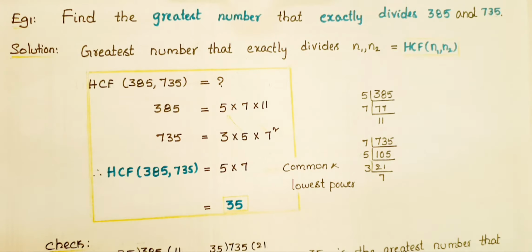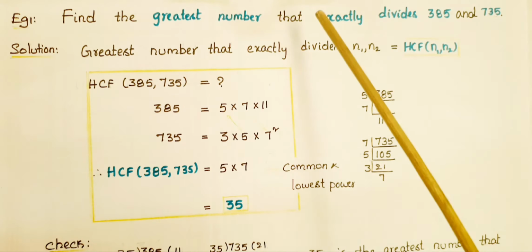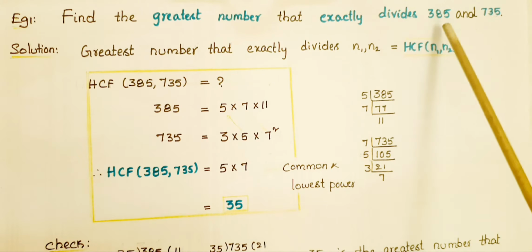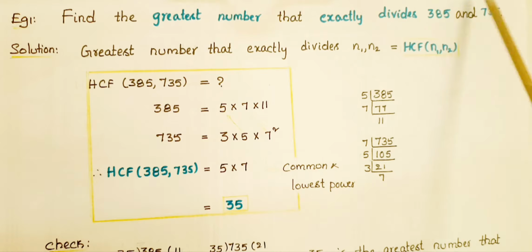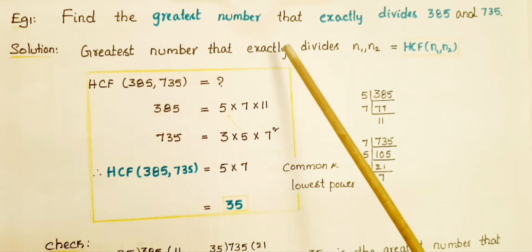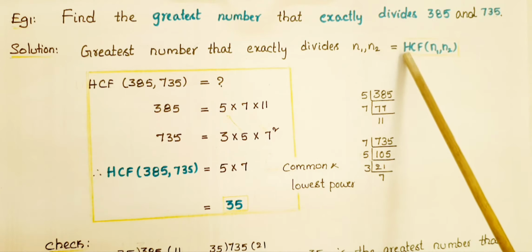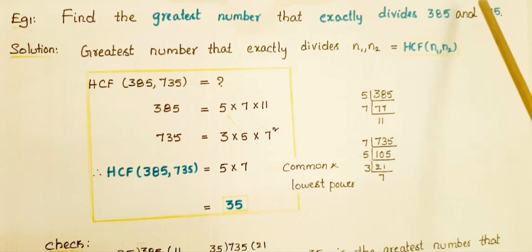Now I am going to tell how to apply these formulas in the problems. The first example is: find the greatest number that exactly divides 385 and 735. So here we have to find the greatest number that exactly divides these two numbers. That number should divide these two numbers. We know by using the formula that the greatest number that exactly divides n1, n2 is equal to HCF of n1, n2. So you have to find the highest common factor of these two numbers.